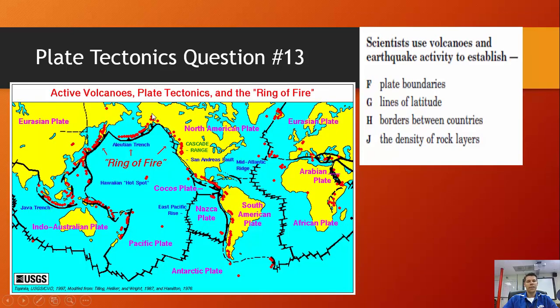Alright, what is the point of scientists marking all of these volcanoes and earthquakes on a world map? If you do this enough and you mark every earthquake and every volcano, you will see very distinct patterns. And those establish plate tectonics, or plate boundaries, F.